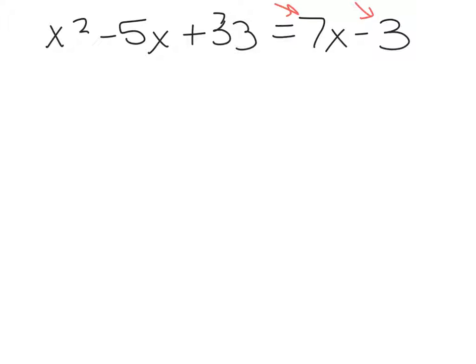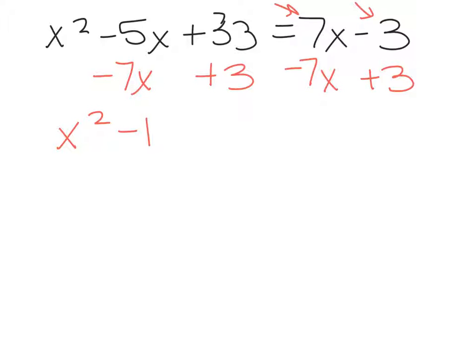So like if I wanted to move the 7x to the other side, I would subtract it. Find your like term over here, and so we're going to stack them. Here, how would I get rid of the -3? You would add 3, and I'm just going to add it to the like term over there. So that gives us x squared minus 12x plus 36 equals 0.